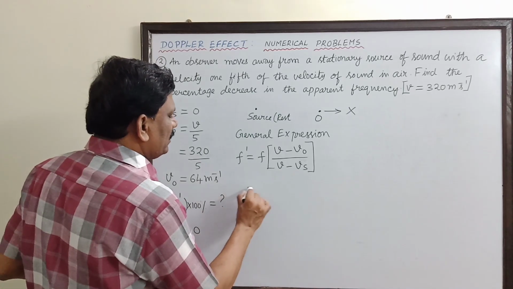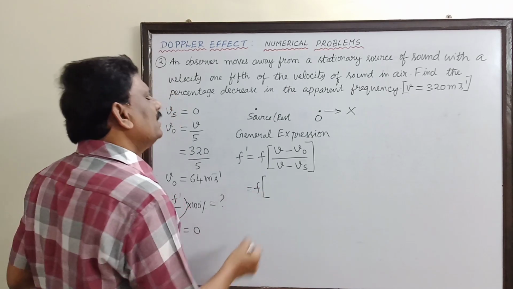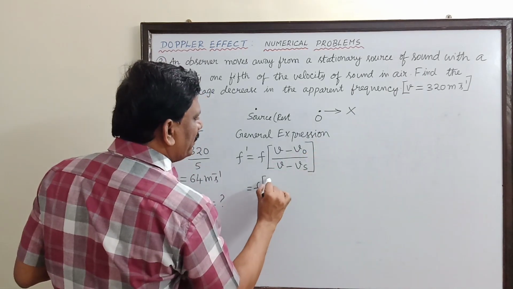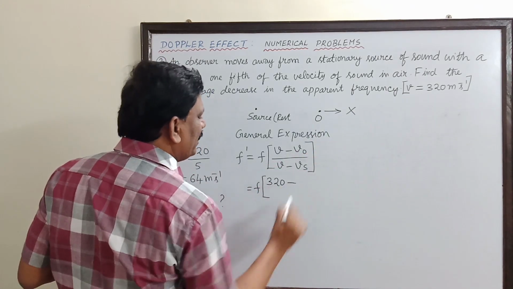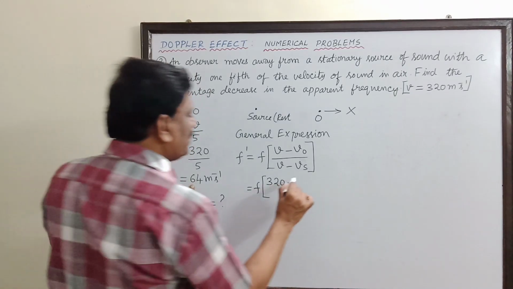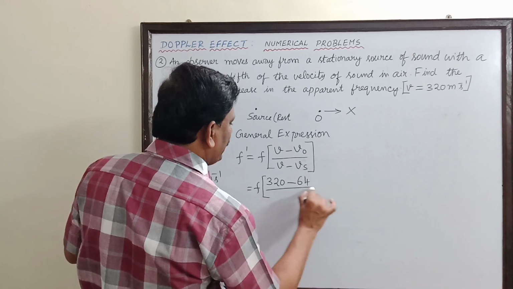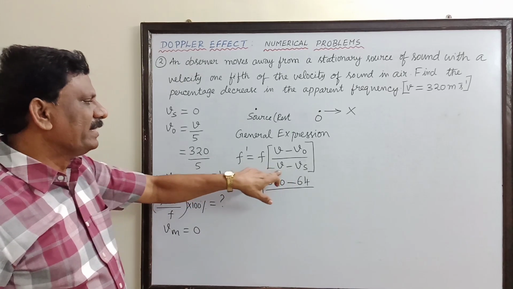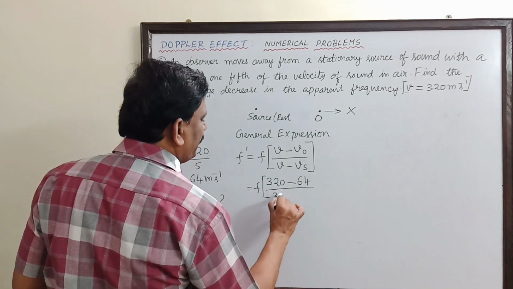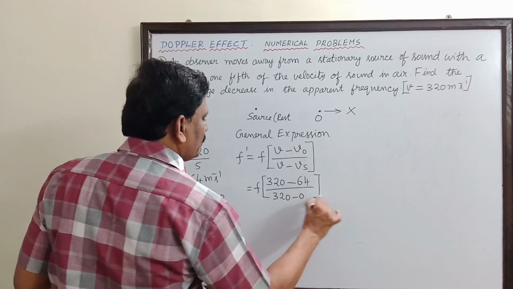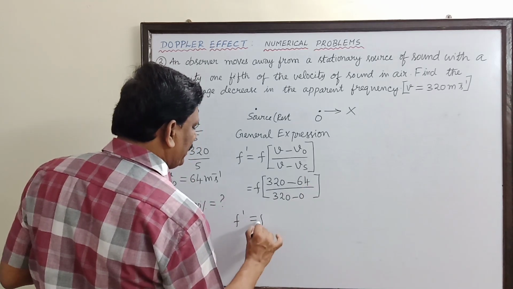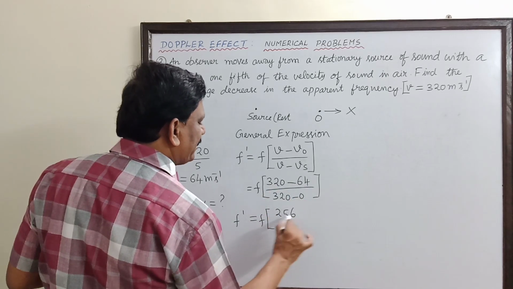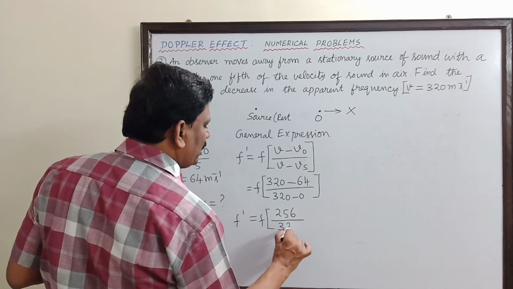So we will substitute now. This is equal to F multiplied by V. The velocity of sound in air is given as 320. So this is 320 minus velocity of the observer, which is 64, divided by V minus Vs. Here Vs is 0. So divided by V, this is 320 minus 0, which is 320 only. So that F dash is now equal to F into 320 minus 64, which will be what? 256 divided by 320.